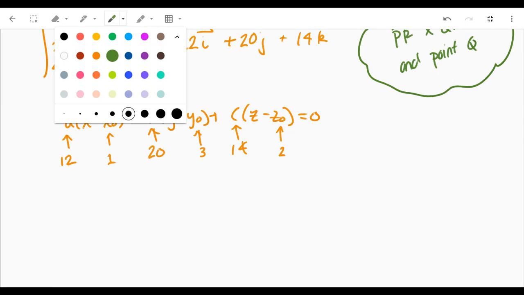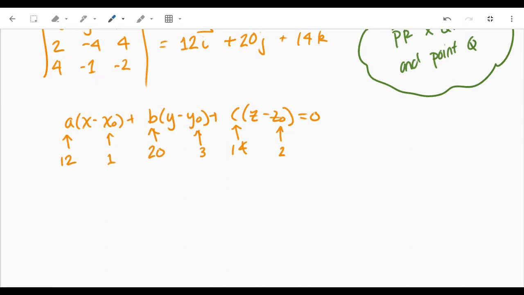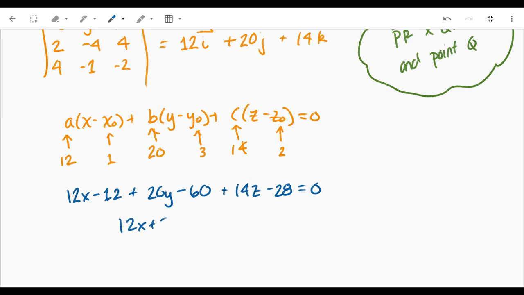But then we can go ahead and distribute this. Okay, so we'd have 12x minus 12 plus 20y minus 60 plus 14z minus 28 equals 0. So we'd have 12x plus 20y plus 14z equals, what are we going to have on the other side? 100, right? Okay.